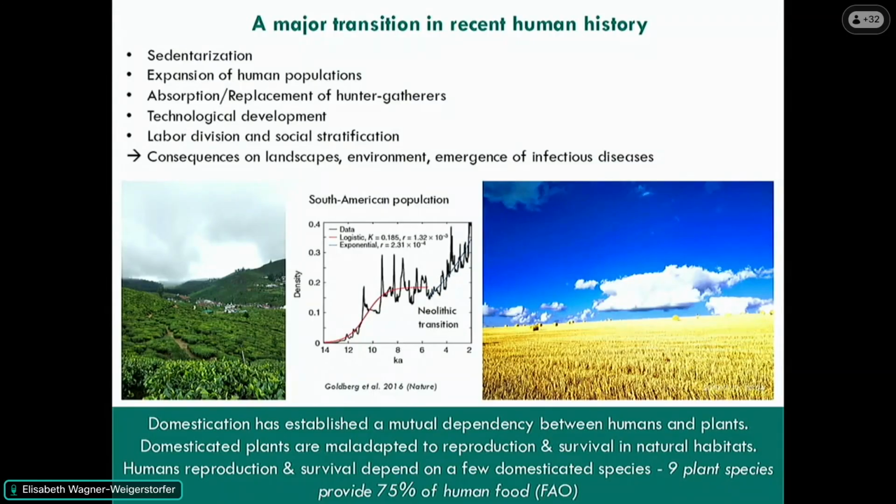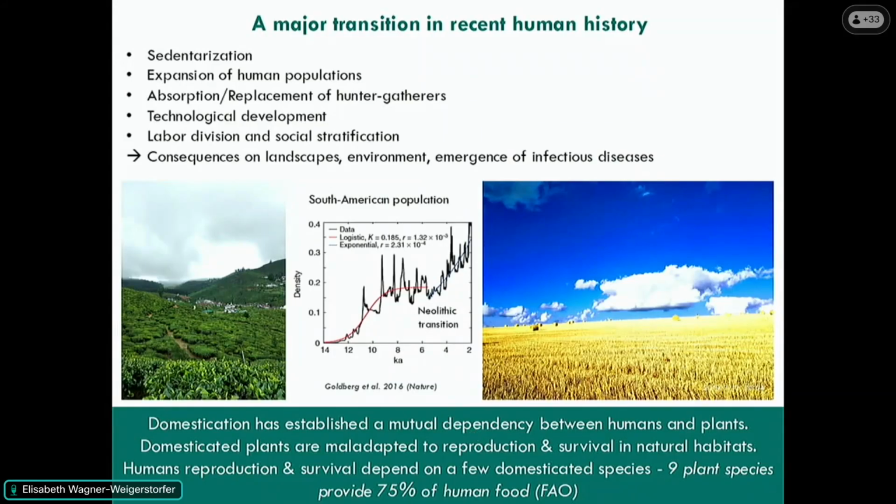And the domestication was also accompanied by greater technological developments, but also a greater labor division and higher social stratification. And more importantly, perhaps the most important for us right now, is that domestication has drastic consequences on our landscapes, on our environments, and also on the emergence of infectious diseases that is often linked to our close proximity to farm animals. So importantly, domestication has also established a mutual dependency between humans and plants.